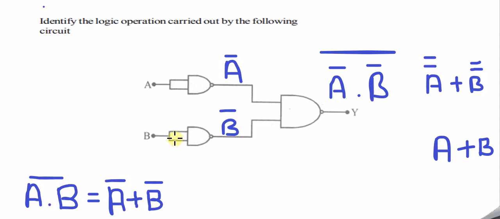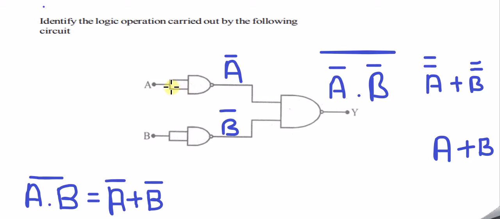So A and B are the inputs and Y is the output. So okay, let us start now. So A is the input here, B is also the input. So both are totally shorted. So actually this is a NAND gate. Okay, this is the NAND gate, a single input NAND gate it is.